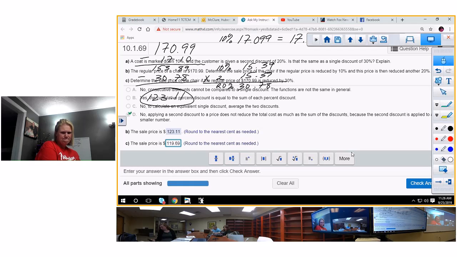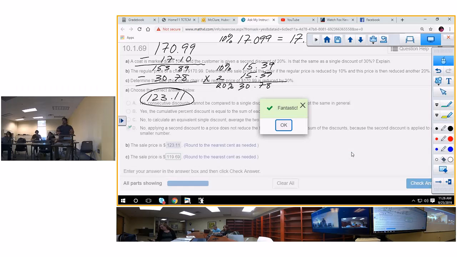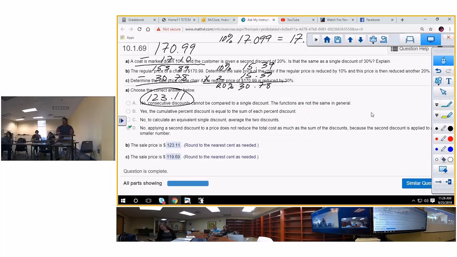Now, as you can see, it is not the same. But which one's better? Taking a blanket 30% or taking it in steps? Steps. But the question didn't ask which is less. It said, is it different? There is a difference. A lot of people don't realize that there are differences in percentages. You have to be careful. Okay?